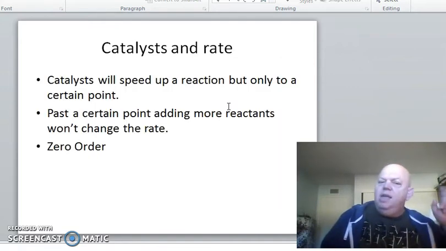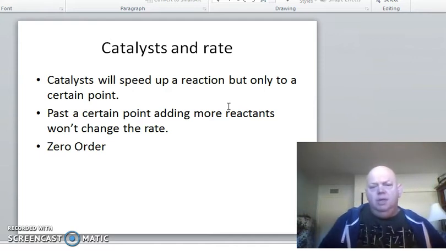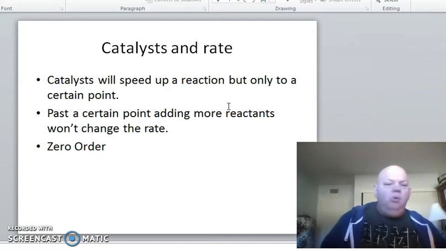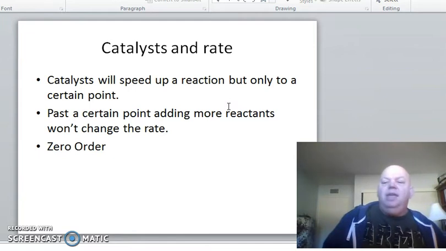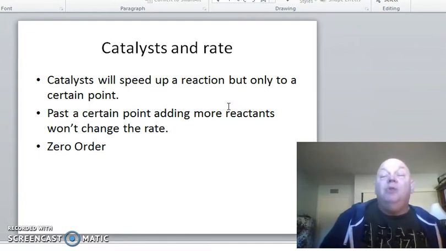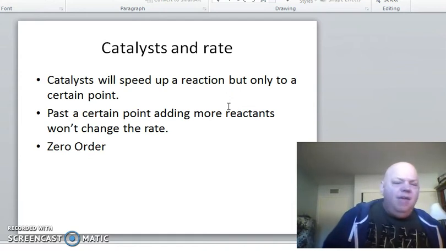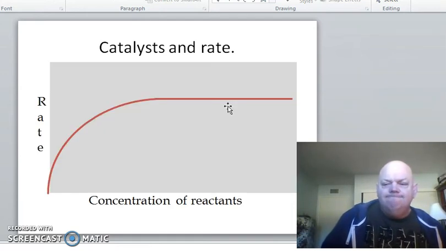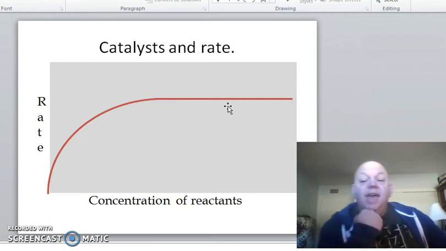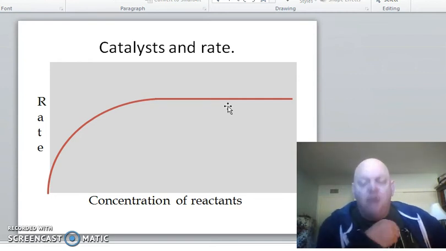Catalysts speed up a reaction, but only to a certain point. Past a certain point, adding more reactants doesn't change the rate. And when you look at something like a zero order reaction, it doesn't matter. We don't have that many zero order reactions. Okay, guys, that is the end for Chapter 12, Kinetics.